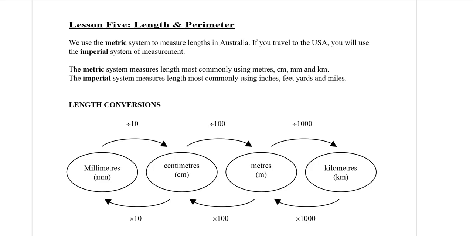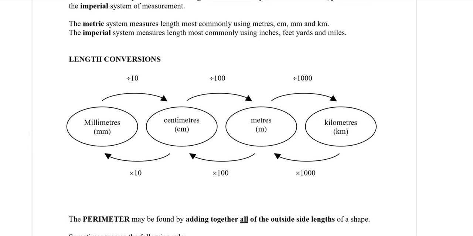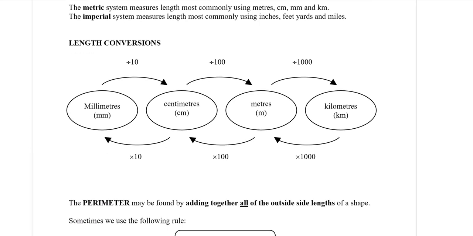The metric system, however, uses centimetres, millimetres, kilometres, those kinds of things here, which you can see in this conversion chart below. So you need to be able to convert between these 4 units of length: millimetres, centimetres, metres and kilometres. You've seen this chart before, so just remember, if you are wanting to go from millimetres to centimetres, you follow the arrow, which means you want to divide by 10.